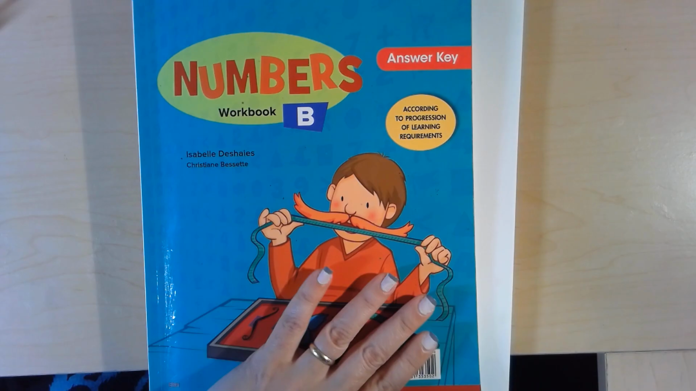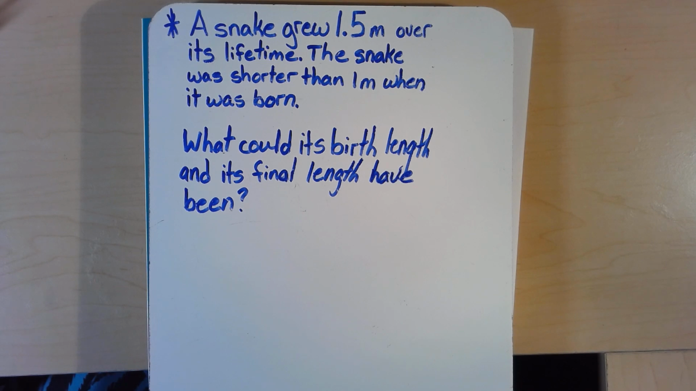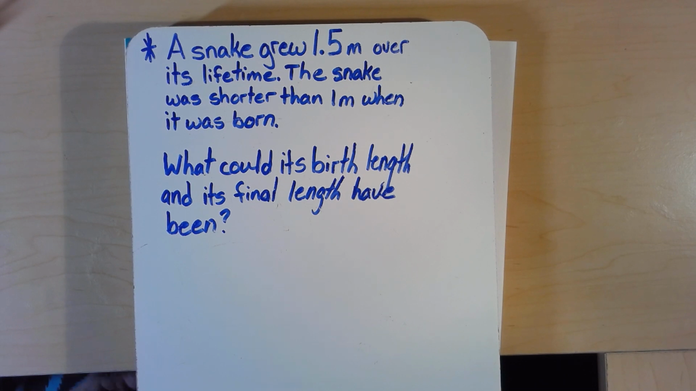Now, for those of you who want just a little bit more of a challenge, I propose this question. This one's great. A snake grew 1.5 meters over its lifetime. The snake was shorter than 1 meter when it was born. What could its birth length and its final length have been? A lot of words, but let's think about it.